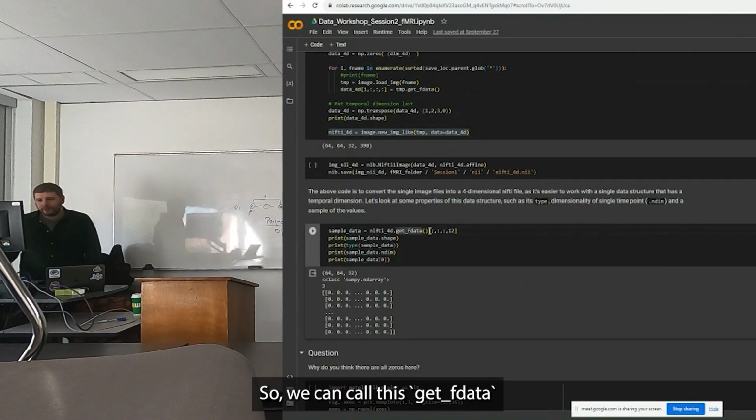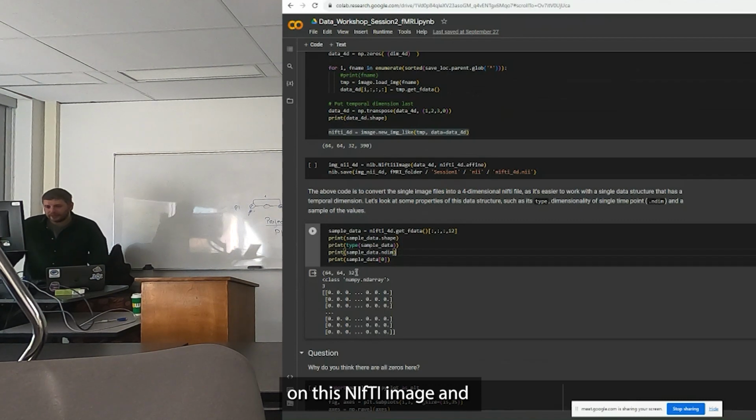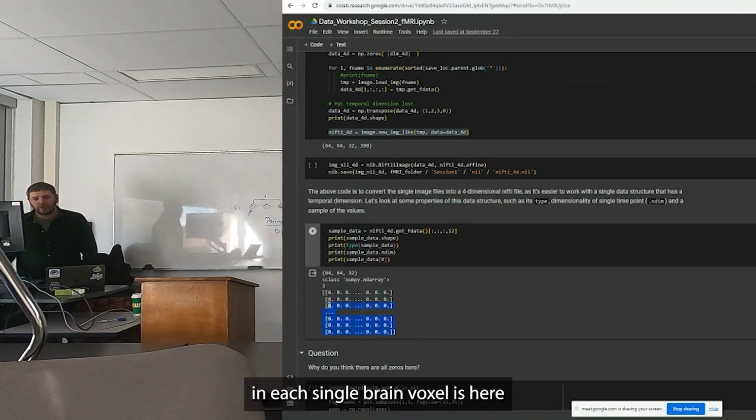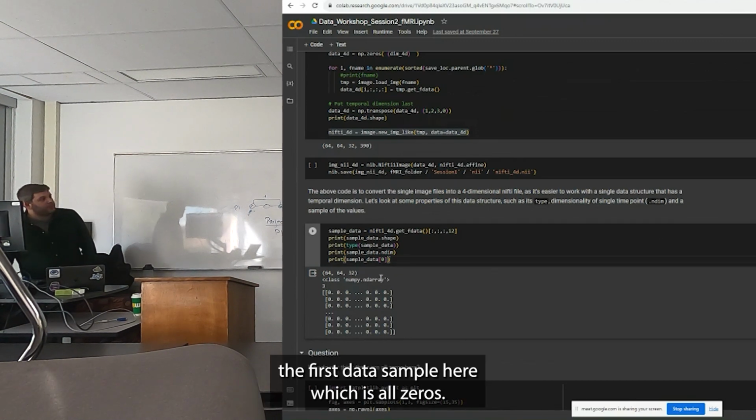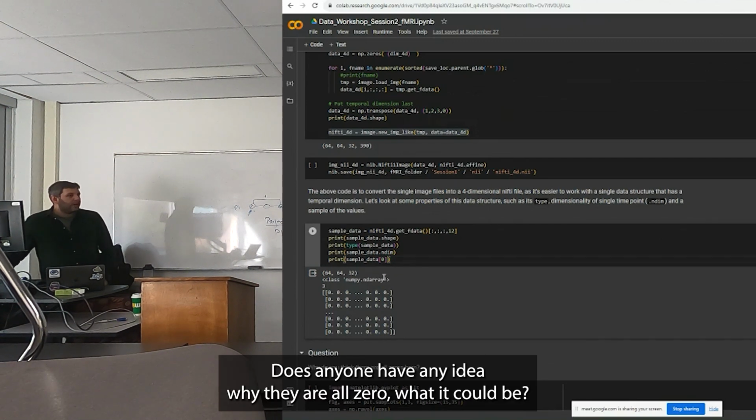So we can call this get f data on this nifty image, and that brings up an example of the first data sample here, which is all zeros. Does anyone have any idea of why they're all zero or what it could be?